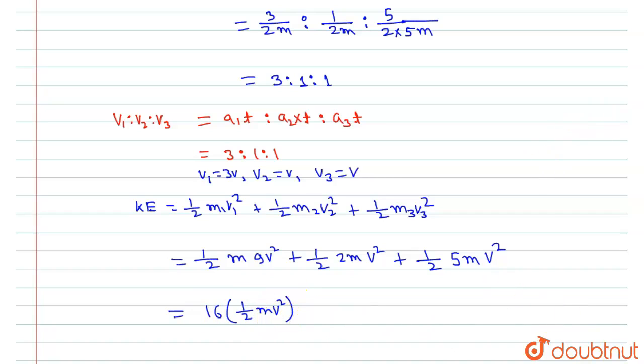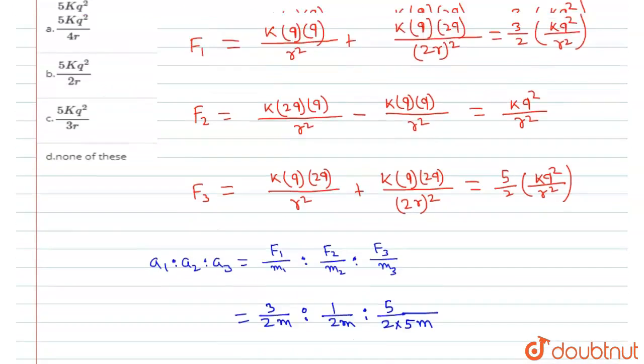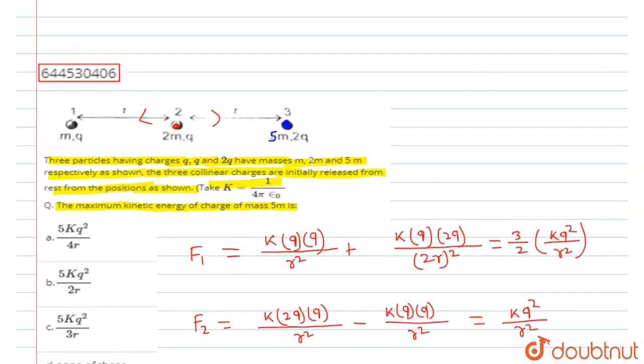Now the potential energy of this system we can write from here. Potential energy is equal to K Q1 Q2 divided by R. So K Q into Q, so Q square divided by R, plus K Q into 2Q divided by 2R between 1 and 3. This is 1 and 2, and 1 and 3.